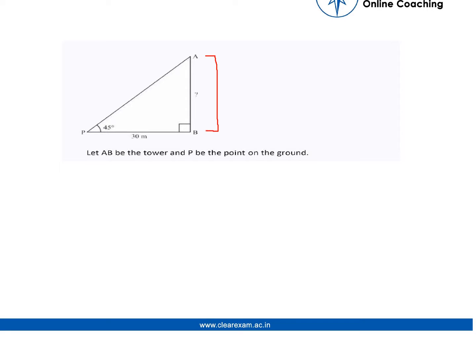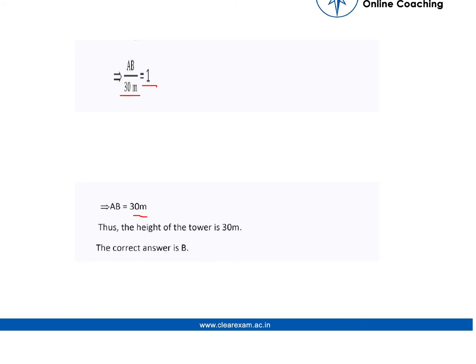We now know that tan theta is equal to height upon base, and according to the diagram, tan 45 will be equal to AB, which is my height, upon BP, which is my base. Now we know that tan 45 is equal to 1 and BP is given as 30 meter. Thus, the height of the tower, that is AB, will be 30 meter, giving us the correct answer, option B.